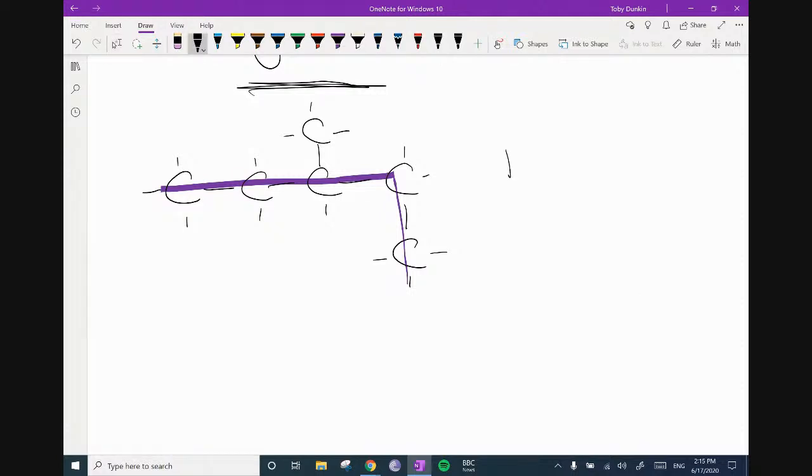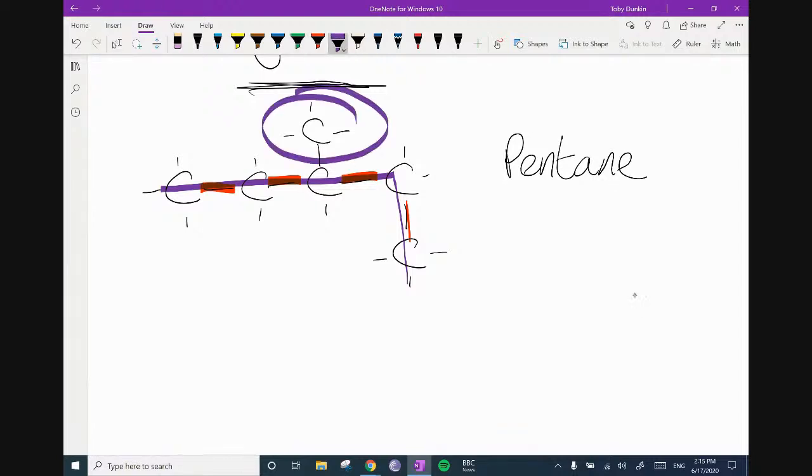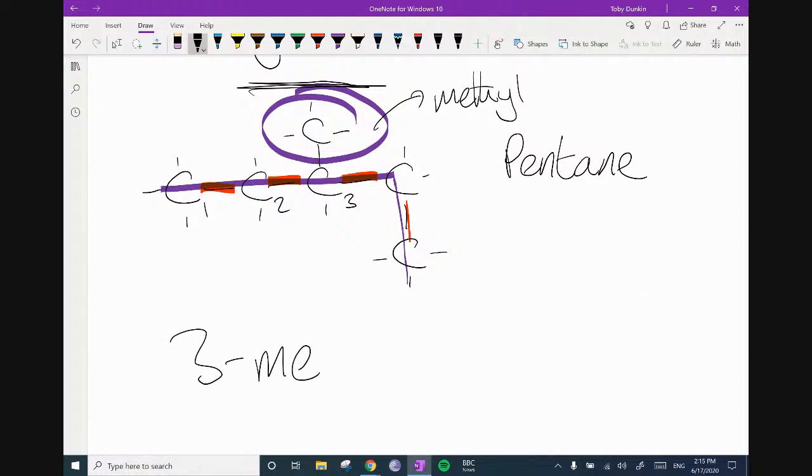So it is based on pent. Next, is there any double bonds? Nope. They are all carbon-carbon singles. So this is based on an ane. So this is pentane. Now we find our attachment. And the attachment is a methyl. This is a methyl attachment. And it's on carbon number 3. So this becomes, well done, Lara, 3-methylpentane. It's called a branched alkane.